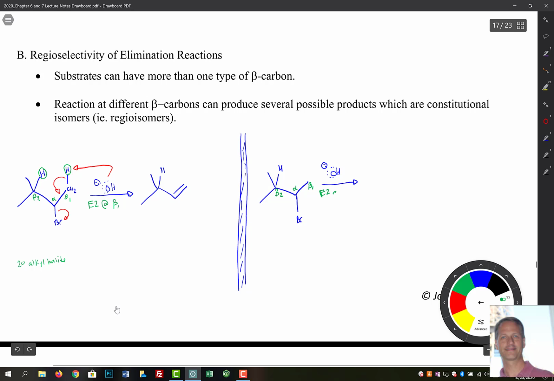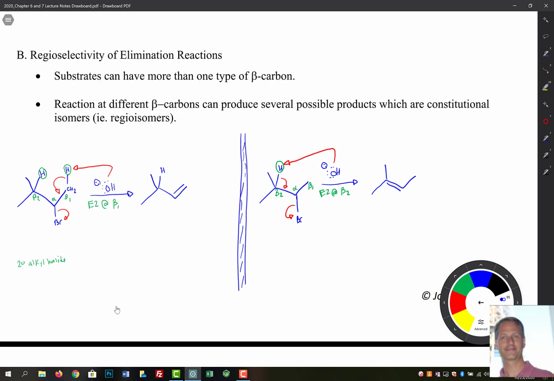Let's look at E2 at the beta 2 position. So the arrow flow concept is the same, except we're just grabbing a different H here. So we're going to come over and grab this H right now. So we're going to swing over there, grab that H, plop these down, and then we're going to kick off the bromide here. Okay, so now what we're going to get here is this. All right. So there's two products that we get here, right?